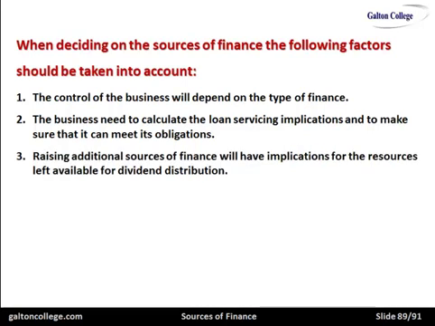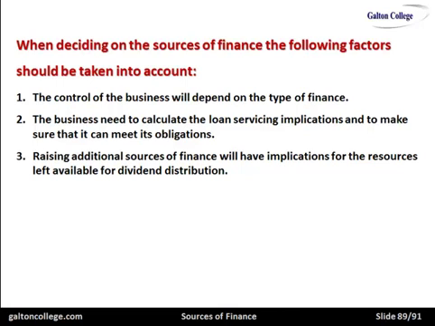Raising additional sources of finance will have implications for the resources left available for dividend distribution. If the business raises a lot of loan finance, in other words, if the business is highly geared, it'll have to honour interest payments and repayments of the loans according to the schedule that was agreed at the time the loan was negotiated. But this will take out of the net resources of the business, and therefore less is available for dividends to the owners of the business, to the shareholders.